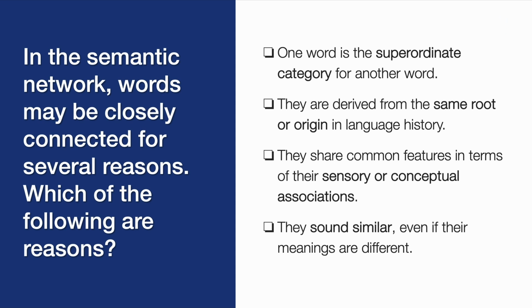The first option, one word is the superordinate category for another word, is true because categories are semantically related. So pet and dog is a type of pet. They are closely connected. The second option, they are derived from the same root or origin in language history, is not one of the reasons, although it may coincidentally be true. The third option, they share common features in terms of their sensory or conceptual associations, is definitely true. It's really the main reason. And the last one, they sound similar even if their meanings are different. I'm sure you understand by now that the way a word sounds is not a reason for it to be connected semantically.